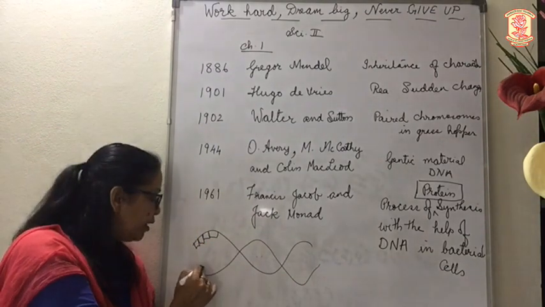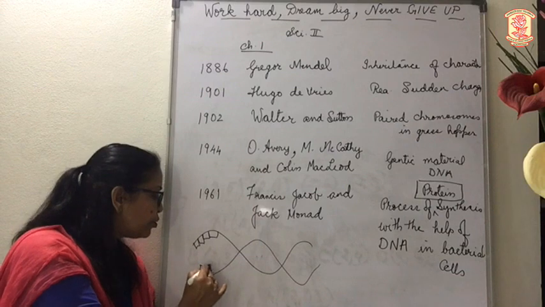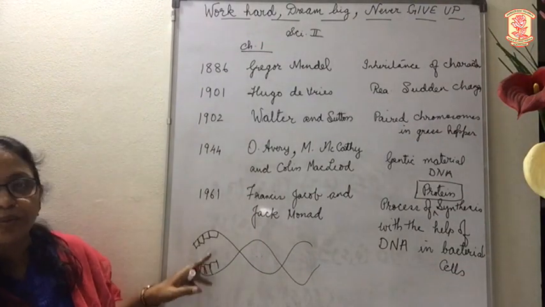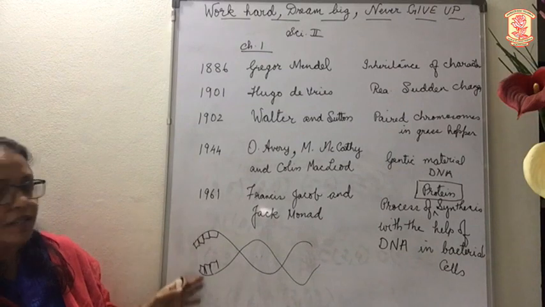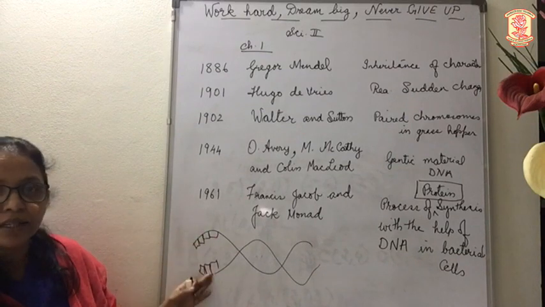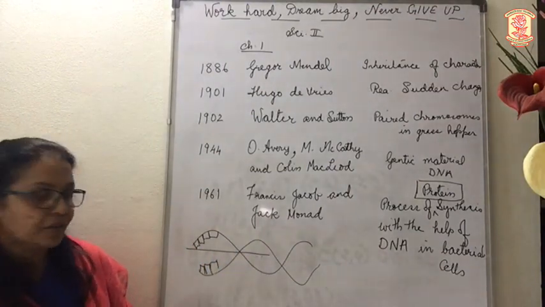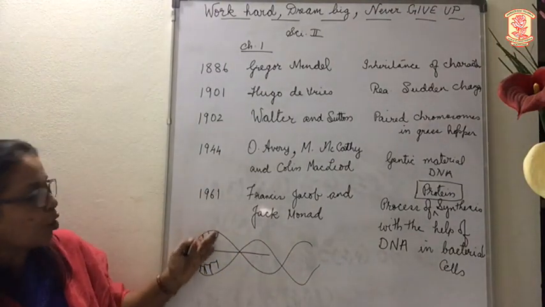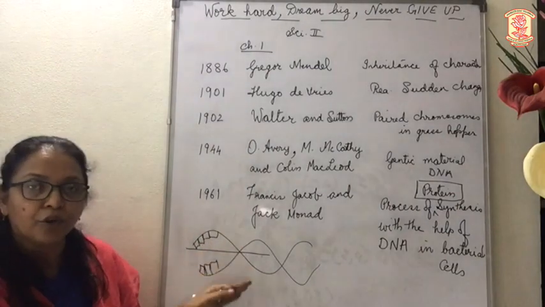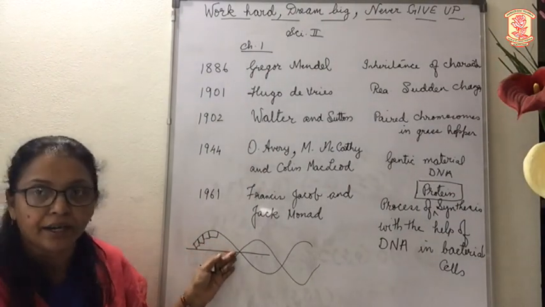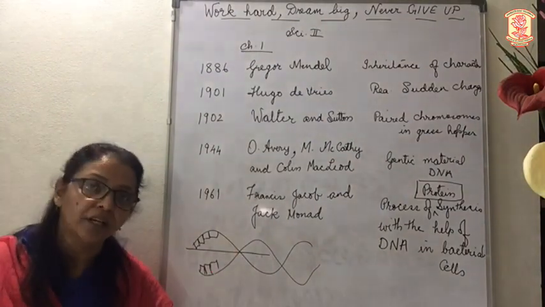Here there will be either purines or pyrimidines. So on this nucleic acid, only one side will keep on making the complementary molecules, and thus that is called the RNA. They are actually messenger RNA.